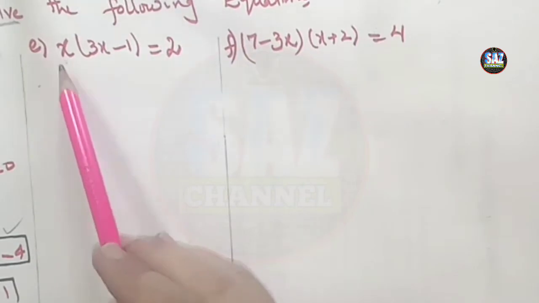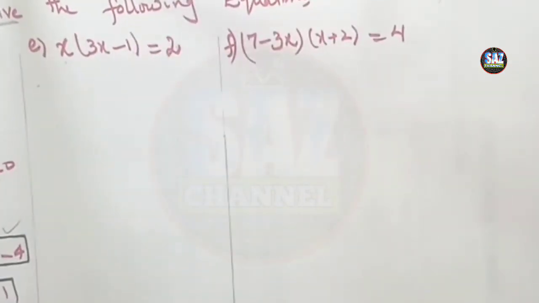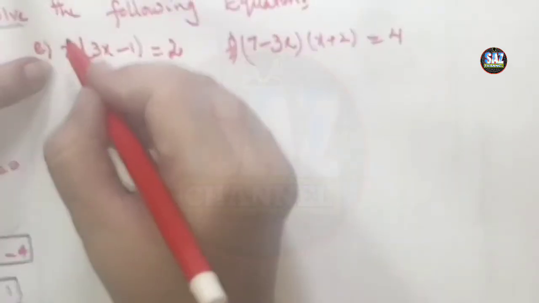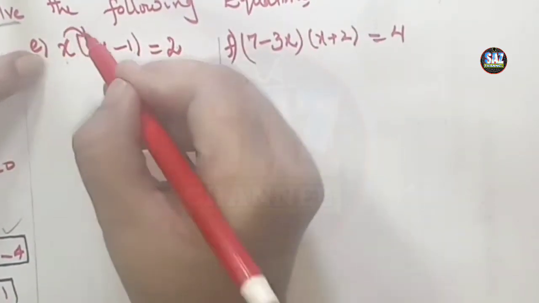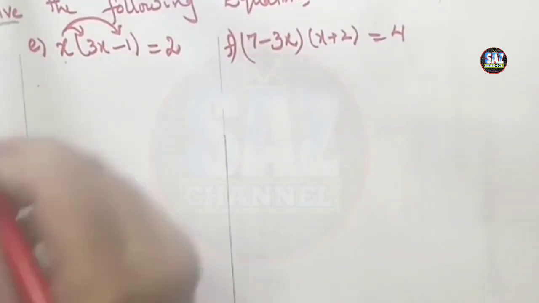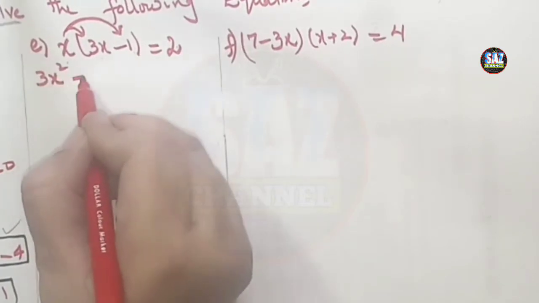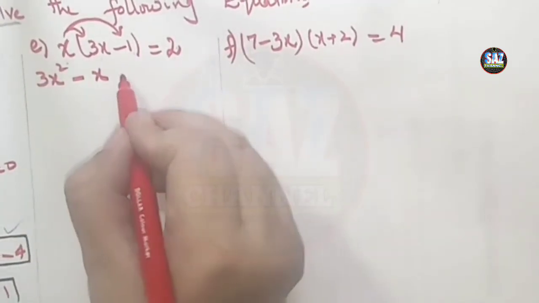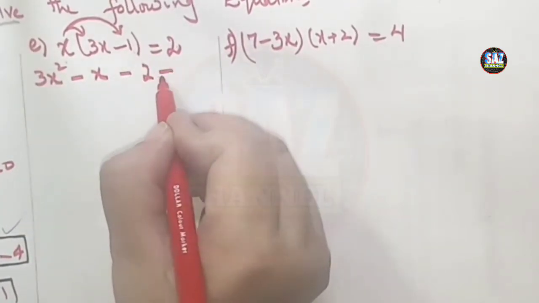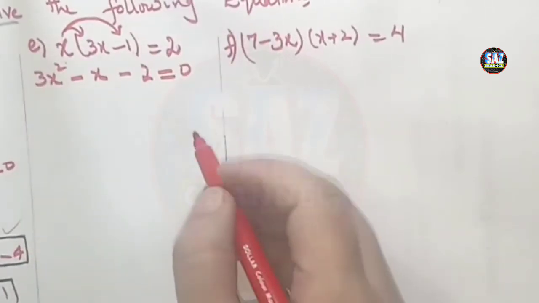Next part is x into 3x minus 1 equals to 2. First, make the quadratic equation. Multiply this x with every term inside the bracket. This will become 3x square minus x, and shift 2 to other side, minus 2 equals to 0. Now this is the standard quadratic equation. Now apply hit and trial method.